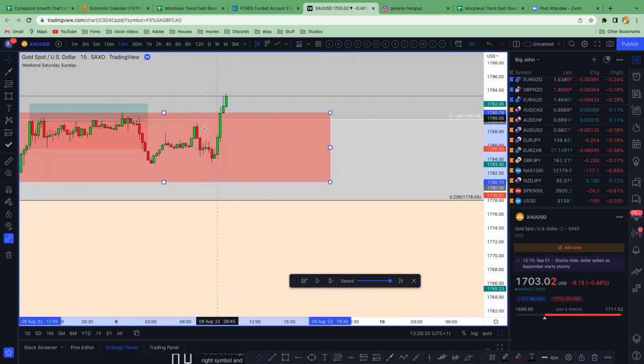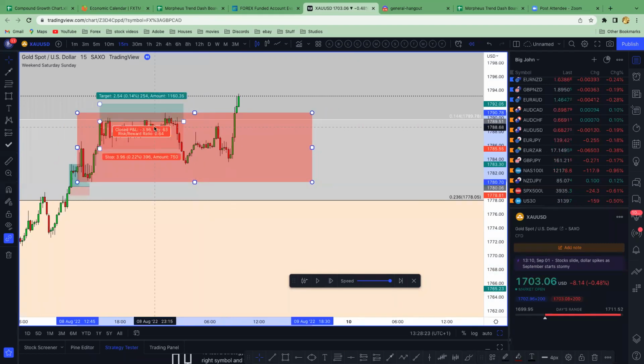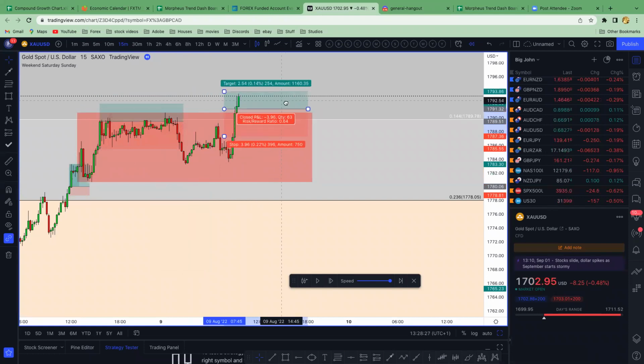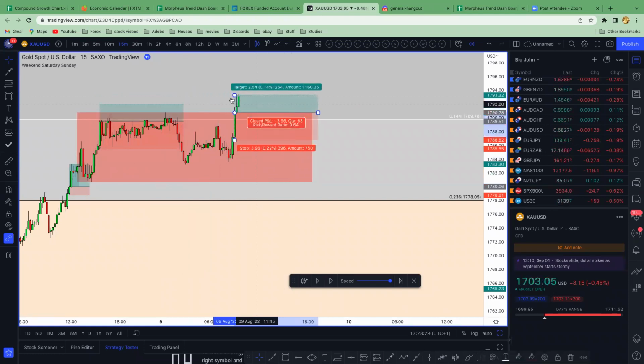There we go. Here's a breakout. Let's see if this would be true to us. Looks like this will be another loser. Right, let's see. This is the whole aim of it. You've got to take what you see.